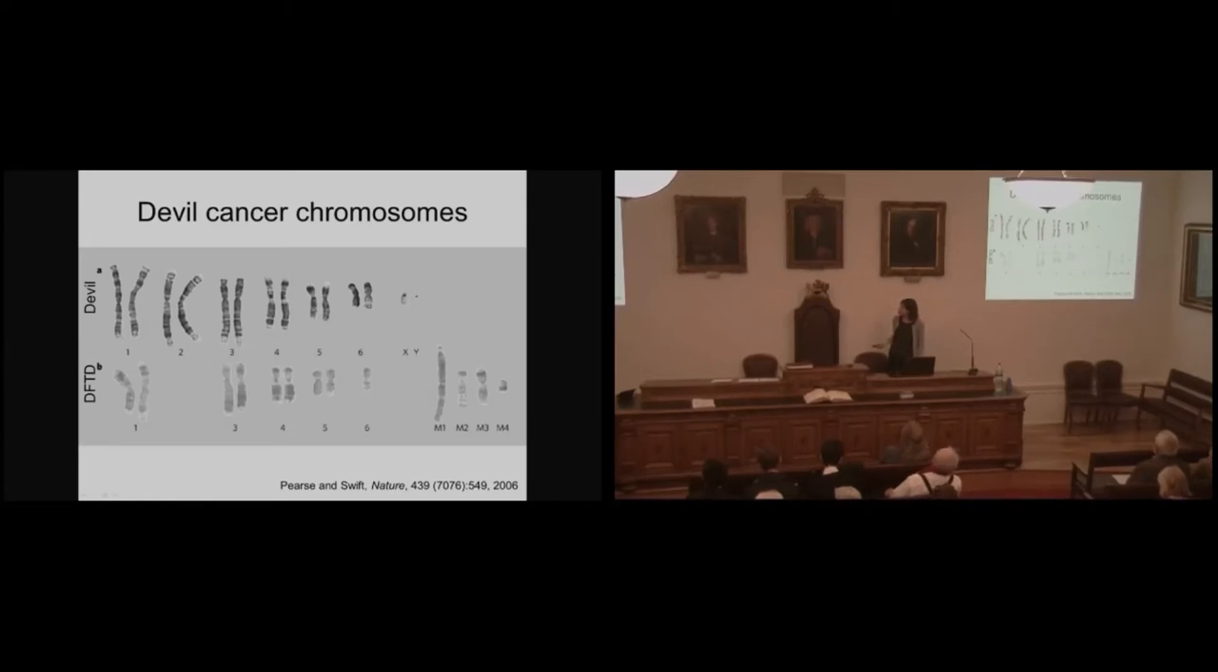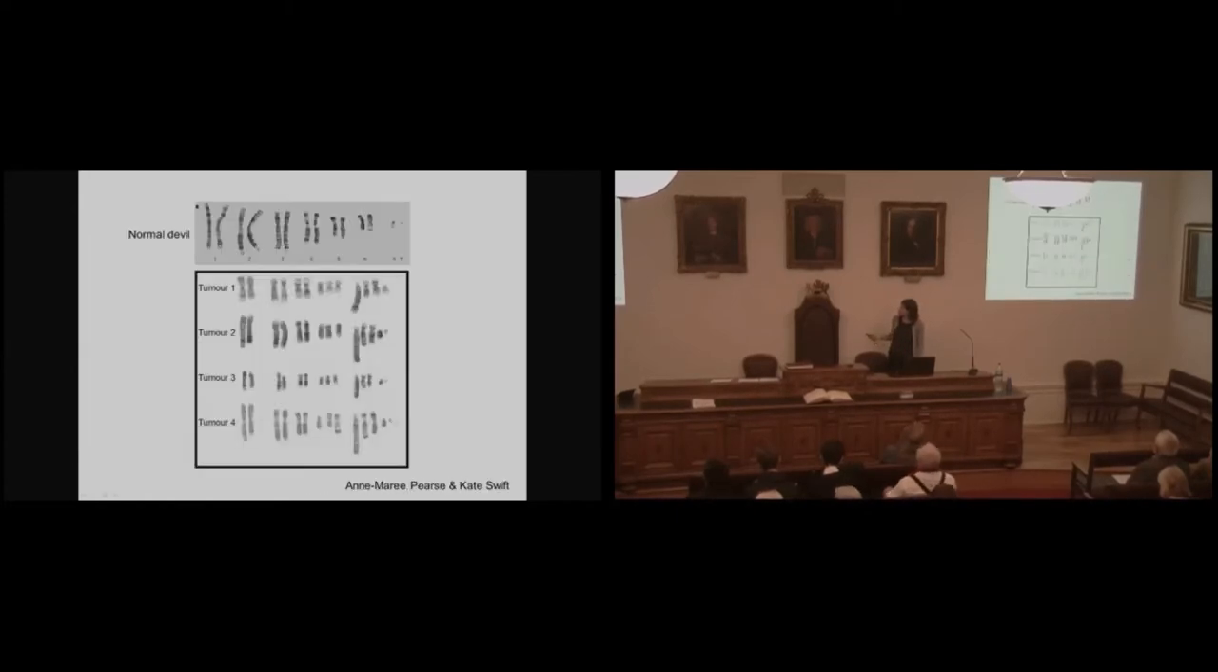However, what was really surprising was that all of the tumors from different Tasmanian devils from different parts of Tasmania had pretty much identical changes in their chromosomes. So we can see this very unusual looking chromosome that I showed you before, one of the M chromosomes. Here it is, present in all of these different individual tumors. And it wasn't just 4, it was actually dozens. Now it's hundreds of tumors which all carry pretty much identical changes.